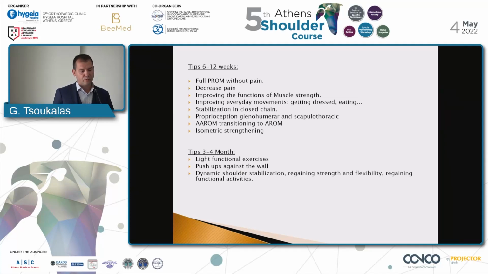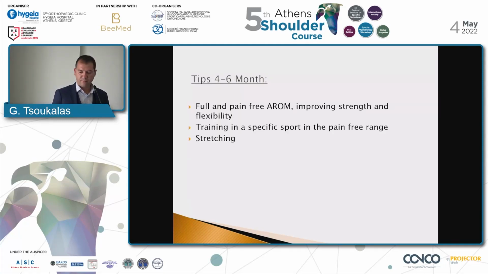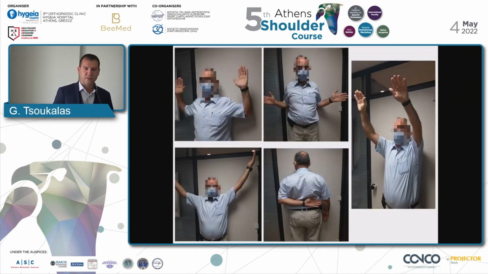And then we can go from 6 to 12 weeks, where the target is full passive range of motion without pain, decreasing pain, improving the function of muscle strength, from active assisted range of motion to active range of motion, and isometric strengthening, until the 4 to 6 month when we have full and pain-free active range of motion, improving strength and flexibility. And that was the success of the treatment.